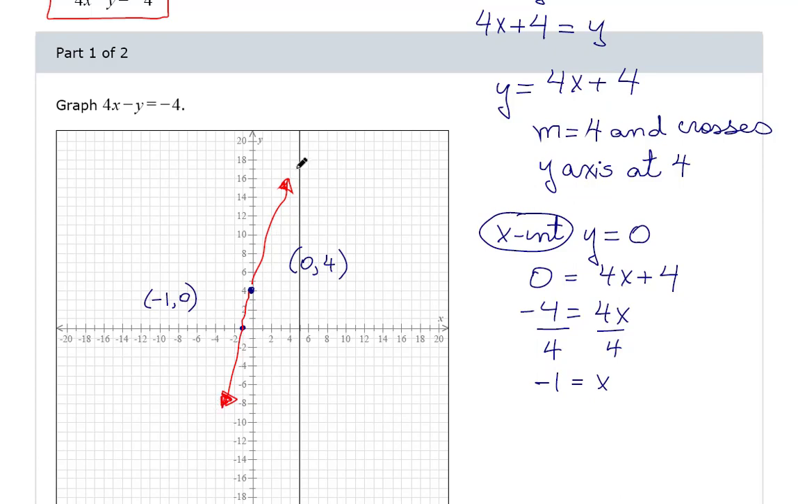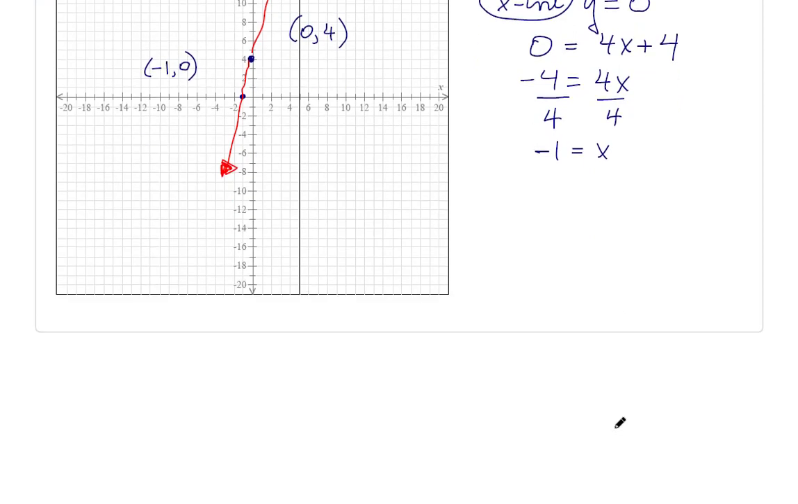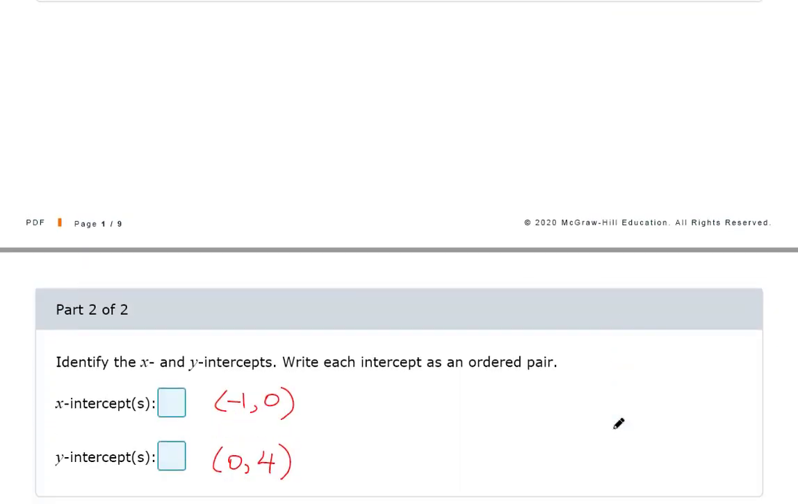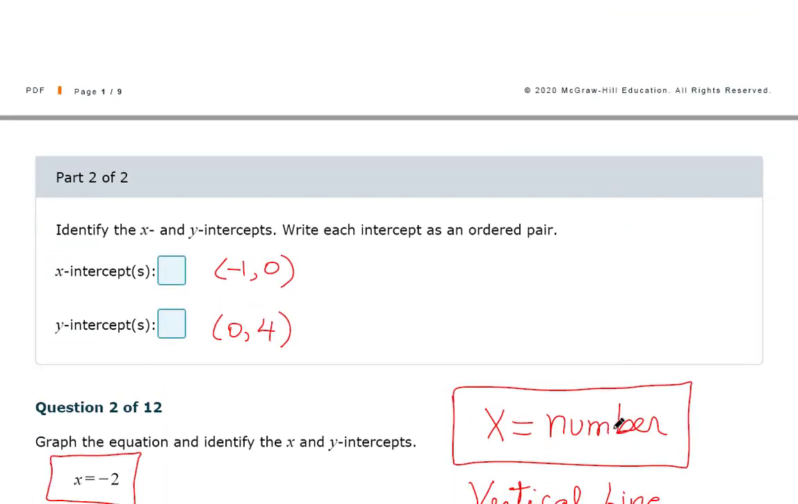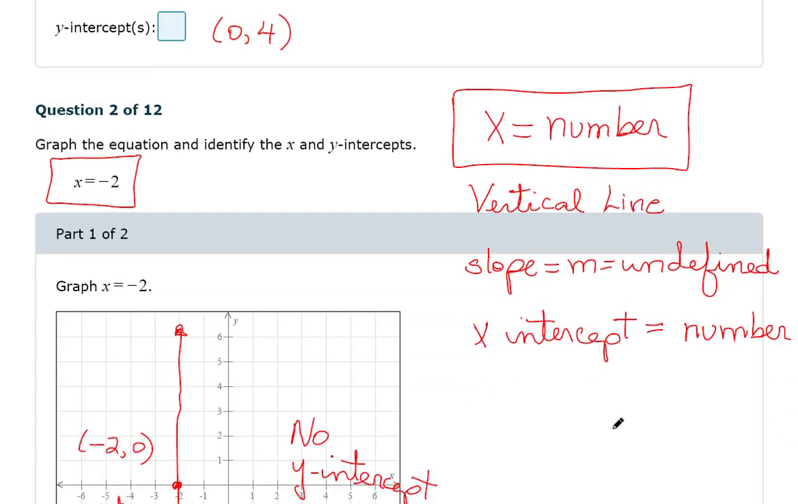Line is going up. If you want to, you could even use the slope because it's over 1 and up by 4. Slope was rise over run. Alright, so here's my line in the first question here. And then they asked us about the x and y intercepts.